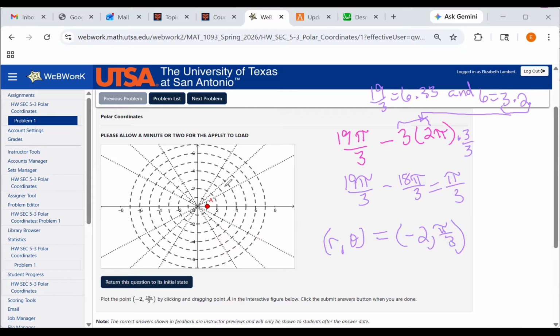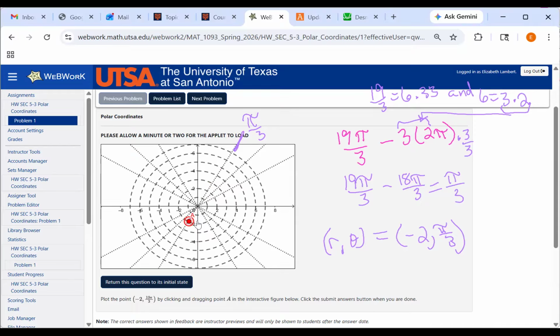Now, pi over 3 is 60 degrees. So that's this line here. So we're on the pi over 3 line, but we want to go to -2 for the radius. So I'm going to take my point, click it, and I'm on this line, but I want to go down here to the -2.